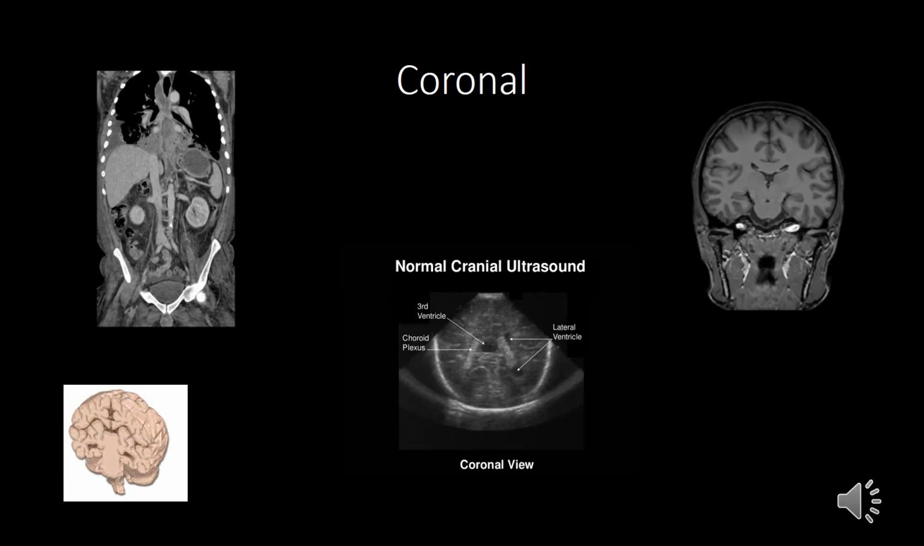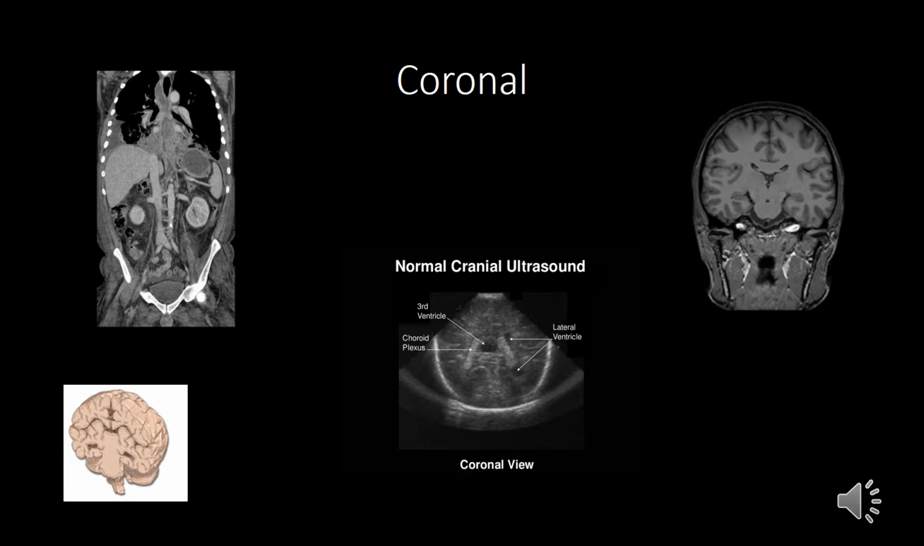The coronal plane divides the body anteriorly and posteriorly. So the first image in your upper left corner of the screen, that's a coronal abdomen. So it's as though we went from the top of your head right down the middle and we sliced the body into two halves, an anterior portion and a posterior portion.